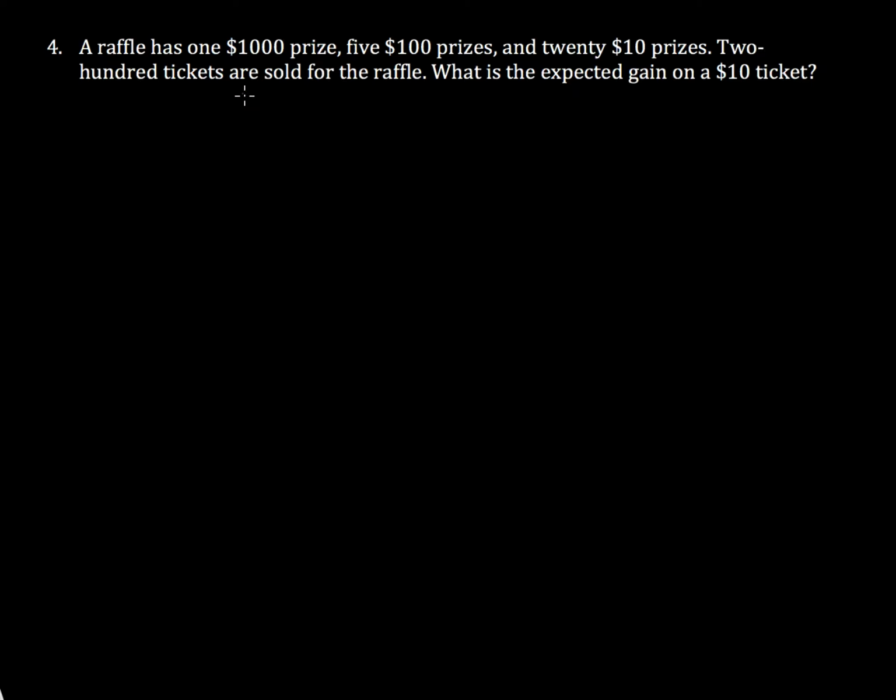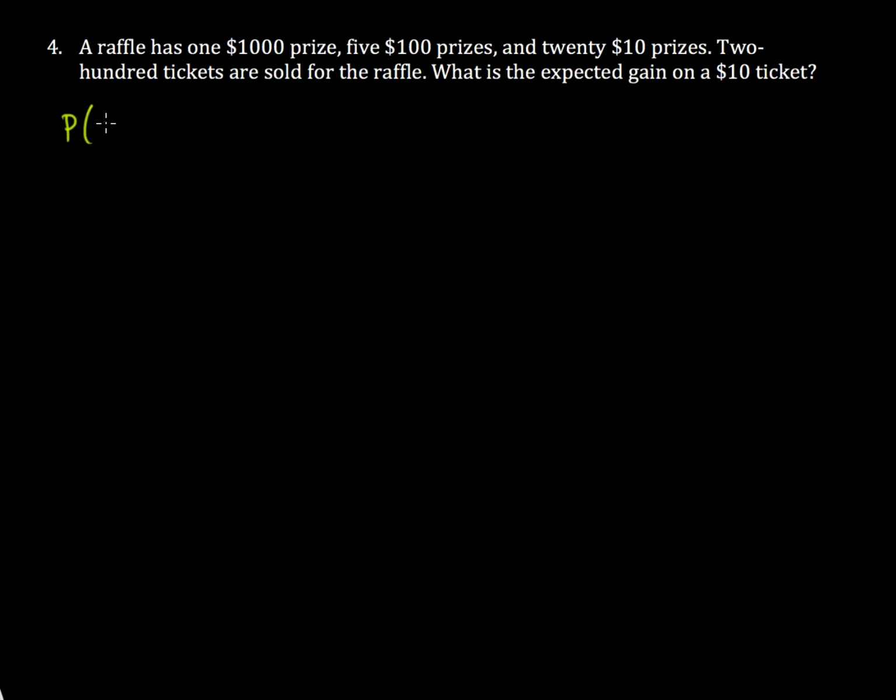Now, in this next problem, we're looking at a raffle with various types of prizes that you can win. One $1,000 prize, five $100 prizes, and 20 $10 prizes. We want to know what's the expected gain on a $10 ticket. So, like we've done in the previous problems, we first have to figure out what are the scenarios where a gain or a loss will occur.